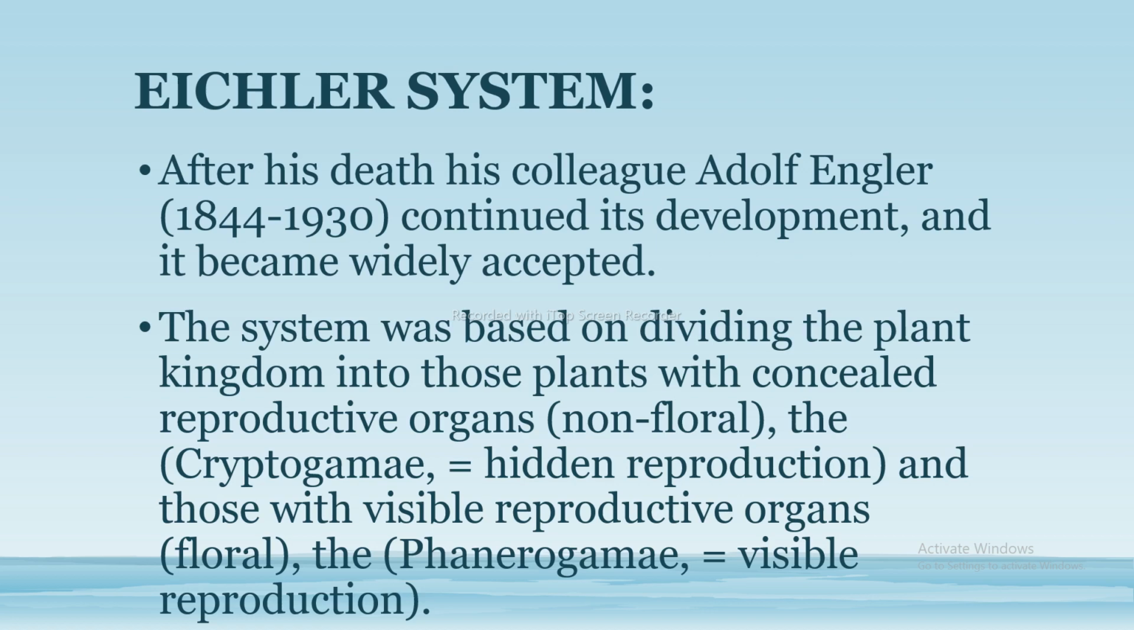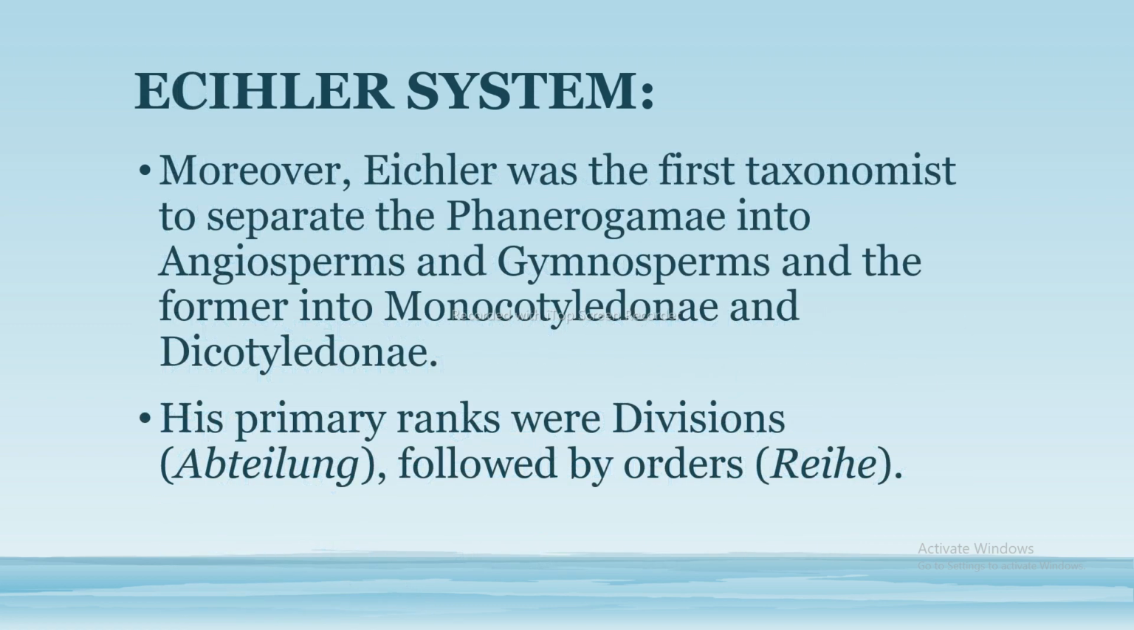The system was based on dividing the plant kingdom into those plants which concealed reproductive organs, non-floral, the cryptogamy, hidden reproduction, and those with visible reproductive organs, floral, the phanerogamy, the visible reproduction. Moreover, Eichler was the first taxonomist to separate the phanerogamy into angiosperms and gymnosperms, and the former into Monocotyledoneae and Dicotyledoneae. His primary ranks were the divisions, also called Abteilung, followed by the orders, called Reihe.